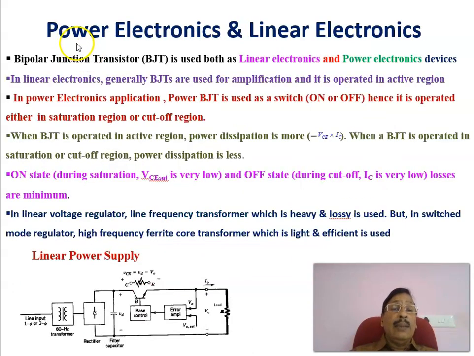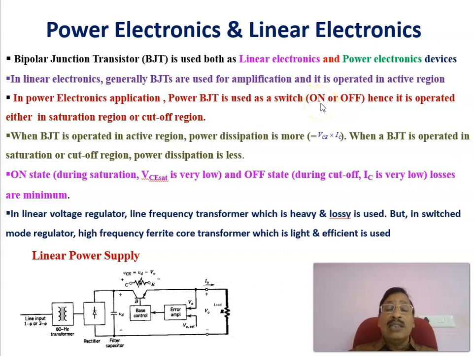Now, we are going to compare power electronics and linear electronics. A bipolar junction transistor can be used either as a linear electronics device or a power electronics device. In linear electronics, generally the bipolar junction transistor is used as an amplifier, and it is operated in the active region. In power electronics applications, when you use the bipolar junction transistor as a power BJT, it is used as a switch.